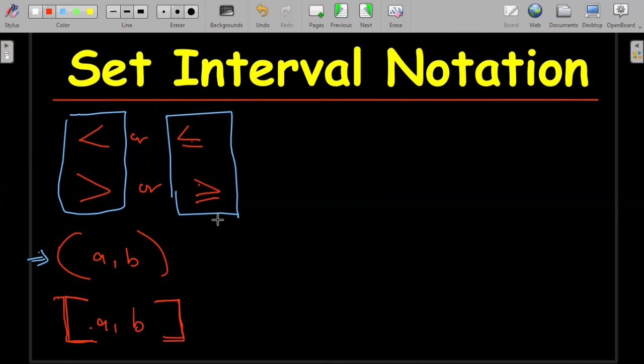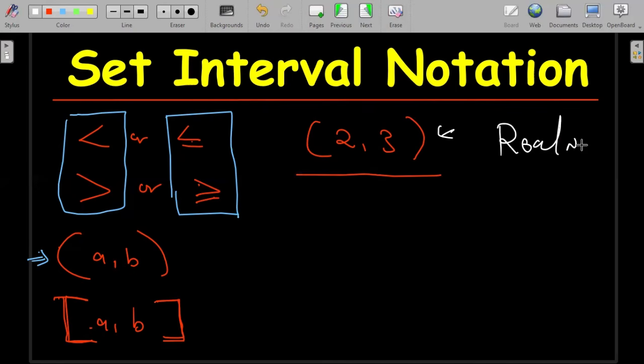So what do I mean? If, for example, you're given an interval, let's say 2 to 3. If I ask you how many numbers are in this interval, some people will say there are only two numbers because they can see 2 and 3. But actually, in this interval there are so many numbers that you cannot even count them. Why? Because when we're dealing with intervals, we are considering a set of real numbers.